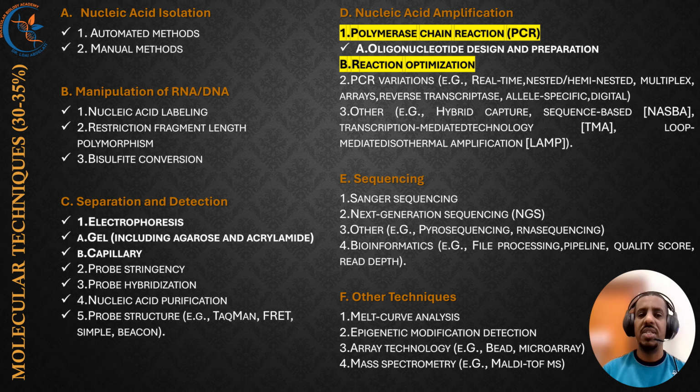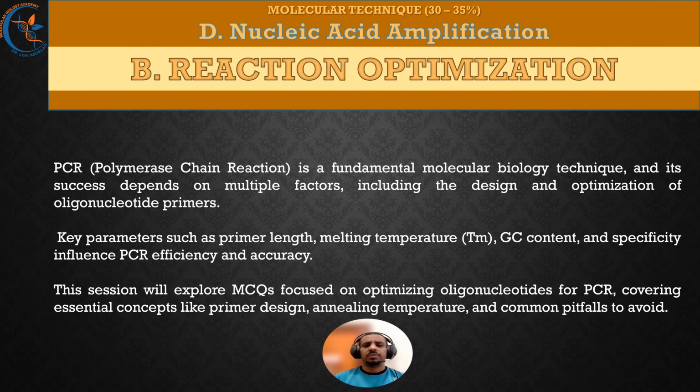Our focus for this session will be on PCR reaction optimization, a cornerstone of molecular diagnostics and a high-yield topic for the molecular biology ASCP preparation exam. Today we'll explore multiple choice questions covering Part B, reaction optimization. This section will focus on the fundamental concepts of how primer length, melting temperature, GC content, and specificity influence PCR efficiency and accuracy.